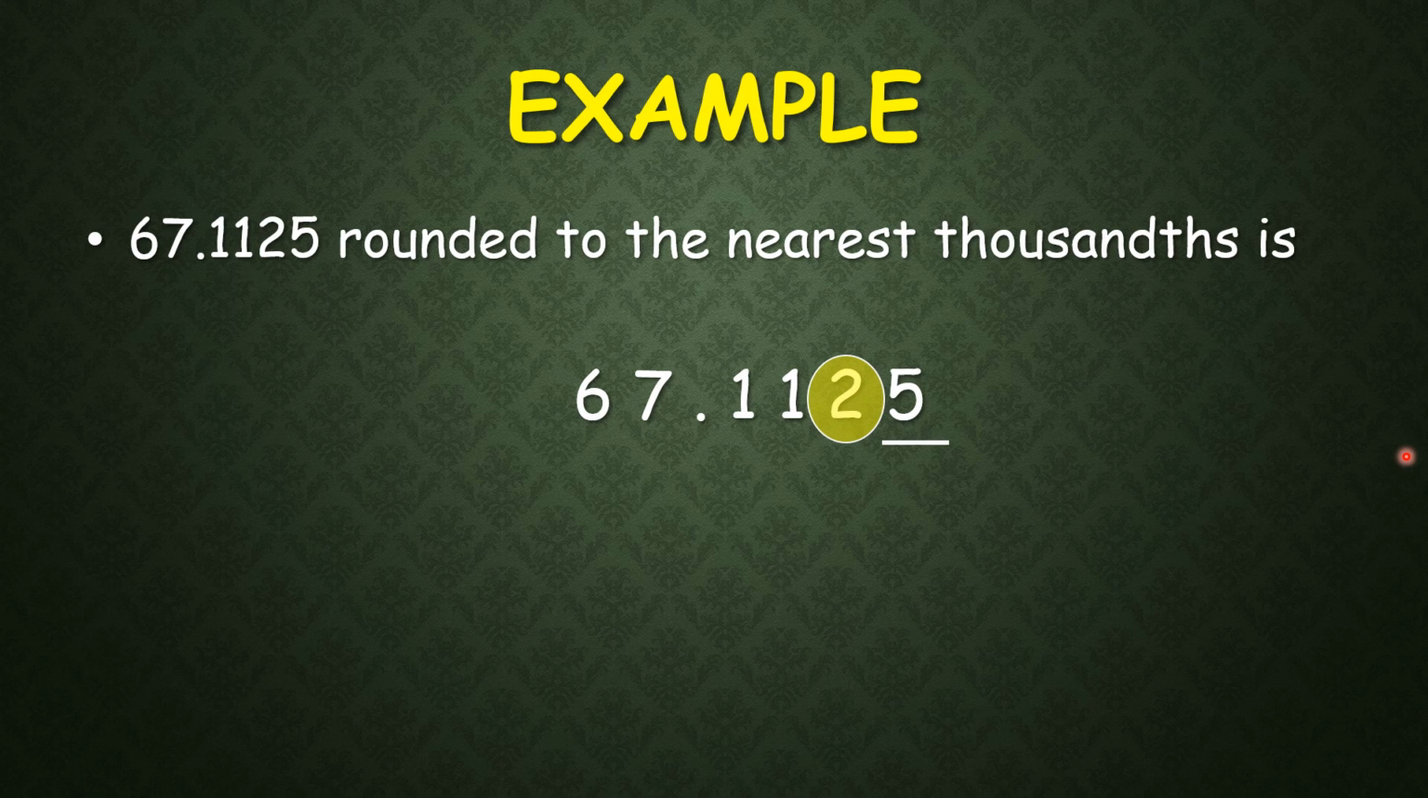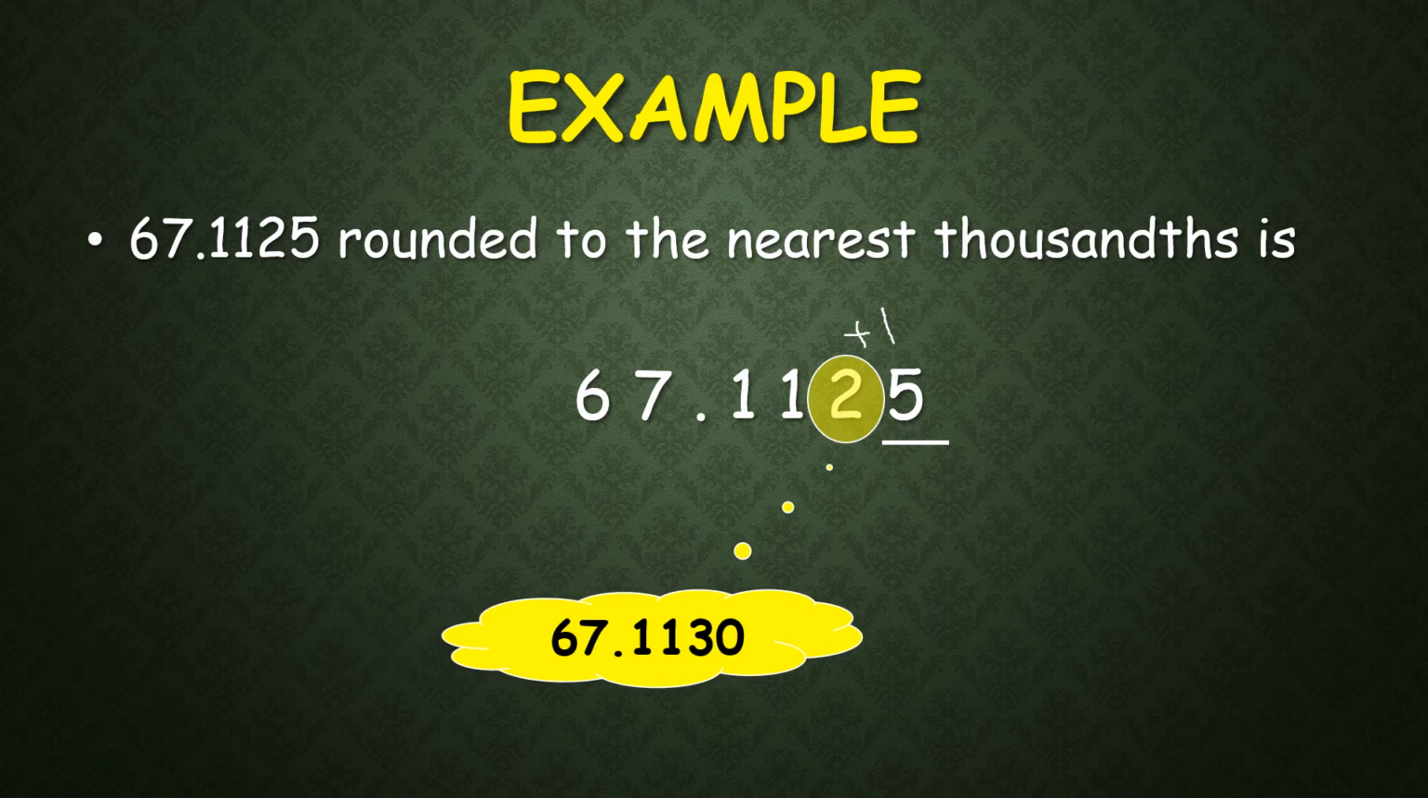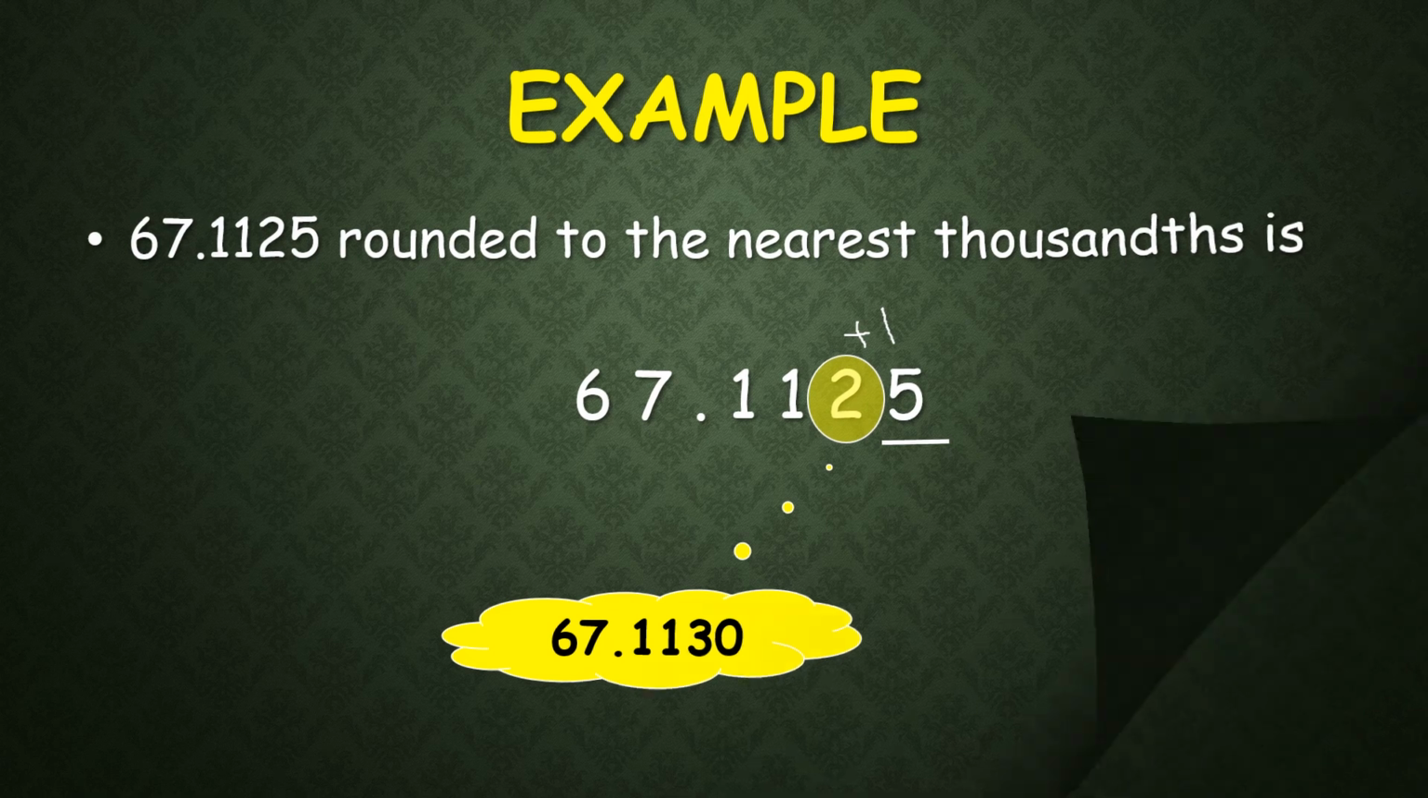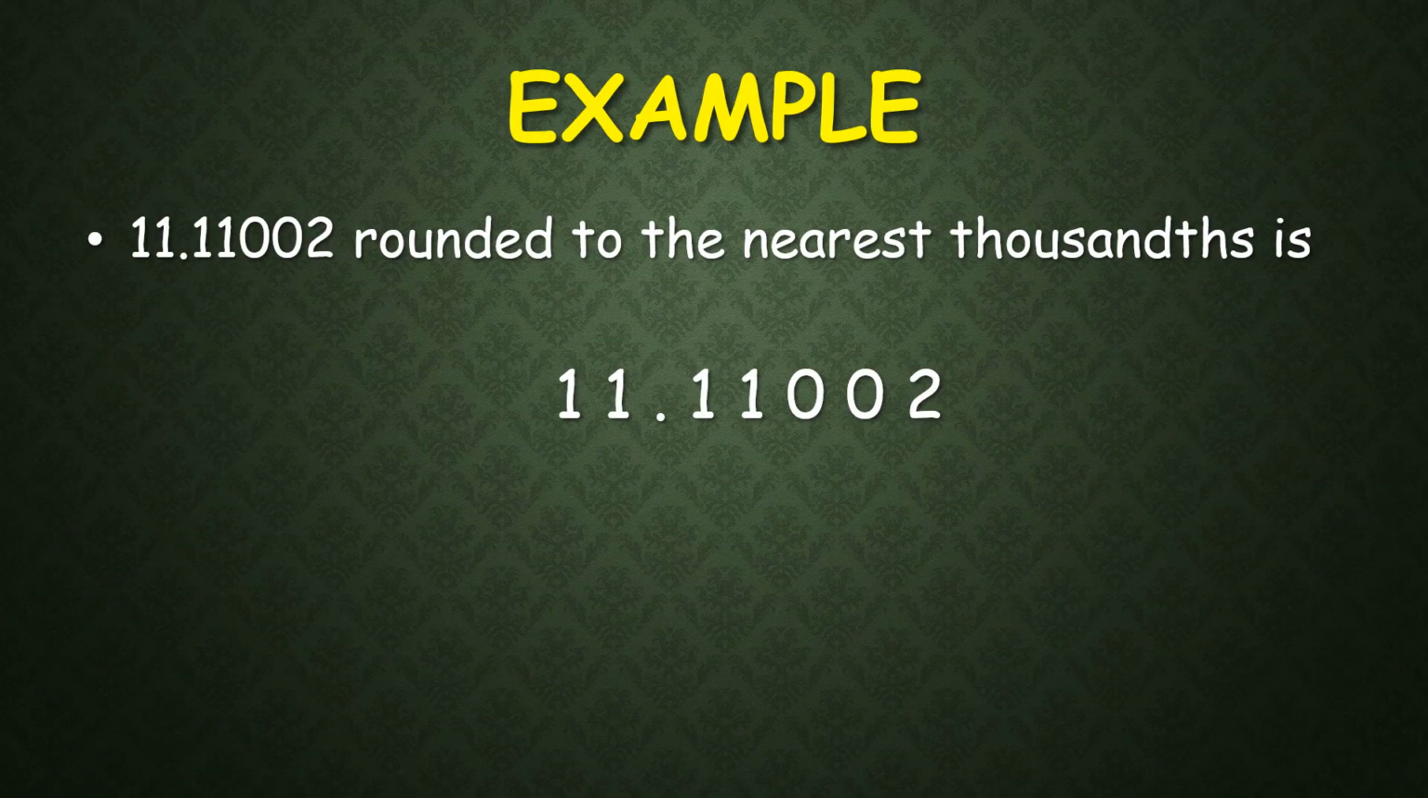Okay, and then we will underline the next digit which is 5. So we have known till now that if it is 5, then that means we have to add 1 to the encircled digit. So that will make our answer 67.1130, or 67.113. Okay.